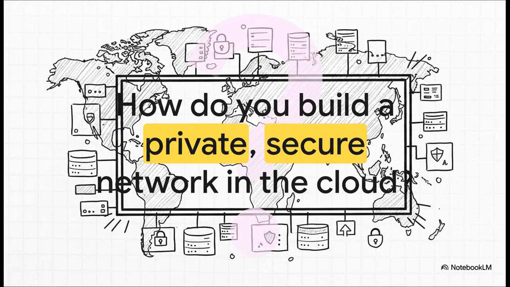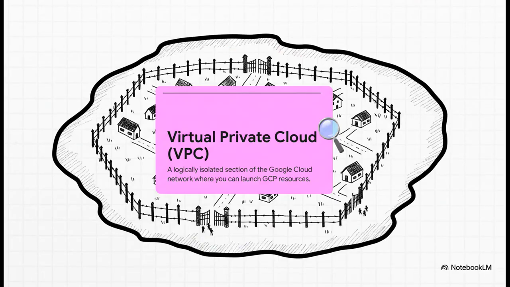So let's just start with the most basic question, right? You've got access to Google's incredible planet-spanning infrastructure, but you need your own private, totally isolated space to run your apps securely. How in the world do you fence off your own little corner of the cloud? Well, that's the exact problem a VPC was invented to solve. And the answer is the Virtual Private Cloud.